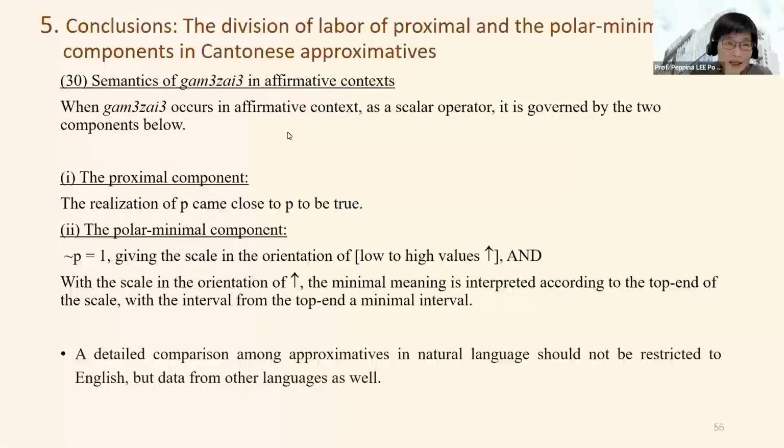On the other hand, for the case of gamzai in the affirmative one, the negative one will be the same as matzai. We will not repeat it over here. What is interesting is gamzai occurring in the affirmative one. Again, the proximal component will be selected P, which is the scale preserving one. And then for the polar, you switch the order from high to low, becoming low to high. So that's why the direction of the arrow becomes pointing to the top end. Minimal then comes into play, interpreting with the top end. So that's why the reading is like "almost finished reading the book," something like that.